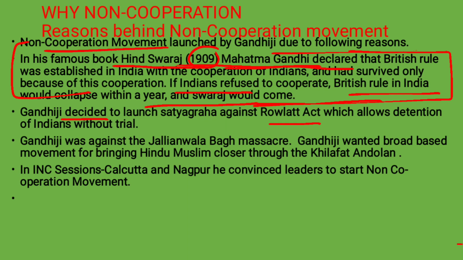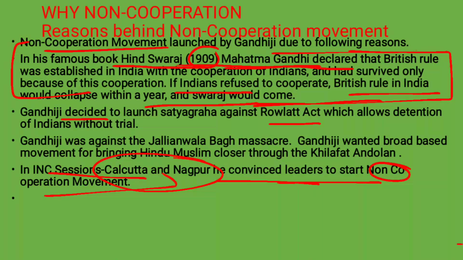Okay, from the INC sessions which were held in Calcutta and Nagpur, their leaders decided to start the non-cooperation movement. The leaders also gave agreement and support to Mahatma Gandhi towards that movement. That movement is the non-cooperation movement. Okay, these are the reasons behind the non-cooperation movement.